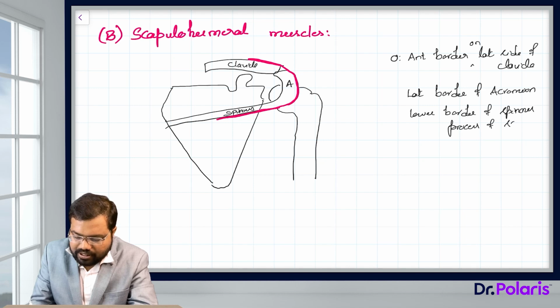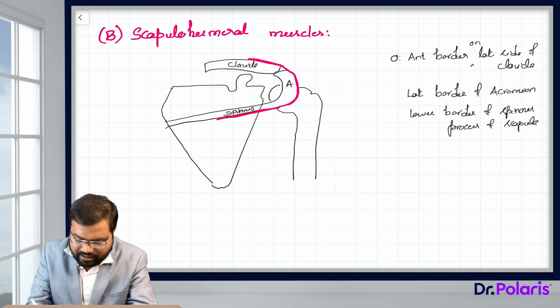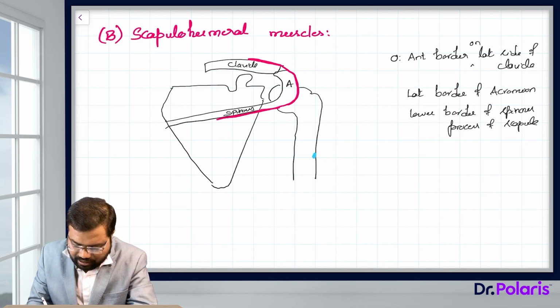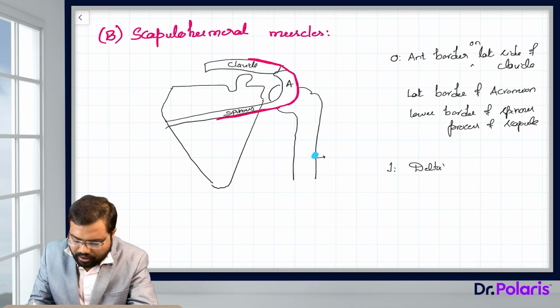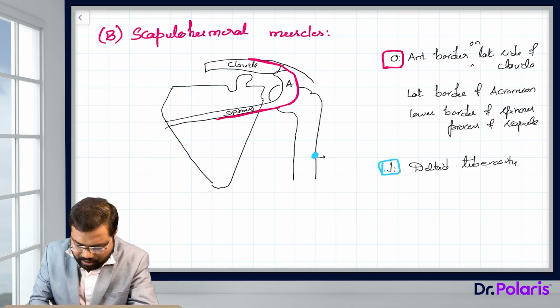Spinous process of scapula. So this is the origin. And where does this go and insert? There is a tuberosity present in the humerus that is called the deltoid tuberosity. That will be the insertion. Deltoid tuberosity. Okay. So origin is having three, whereas insertion is having only one thing. And the fibers will be radiating in this manner towards this deltoid tuberosity.